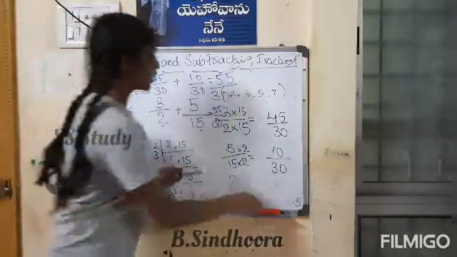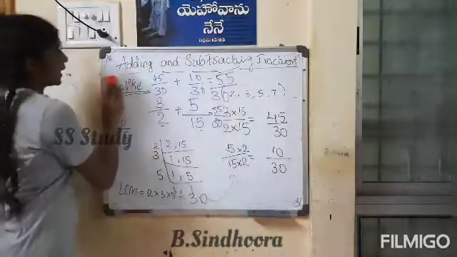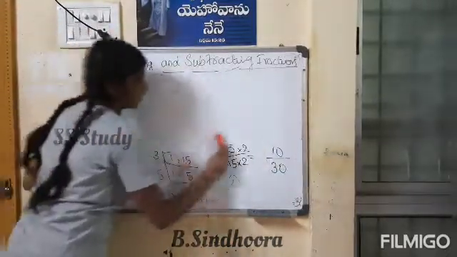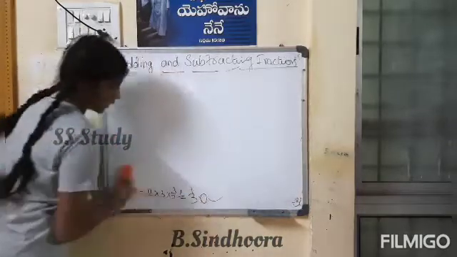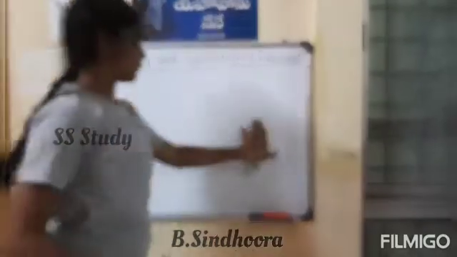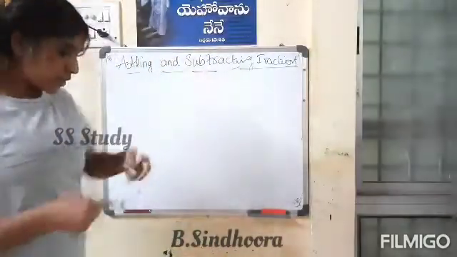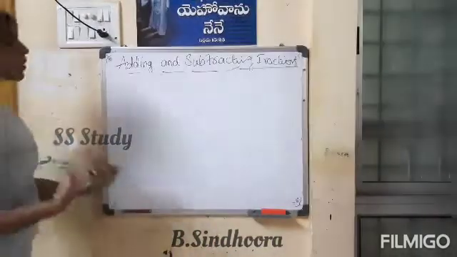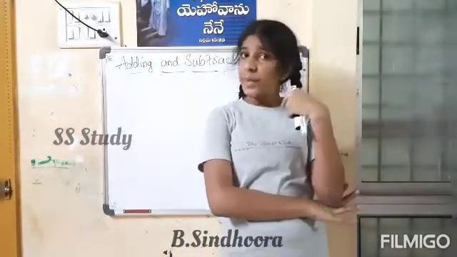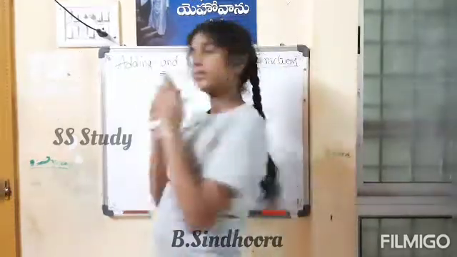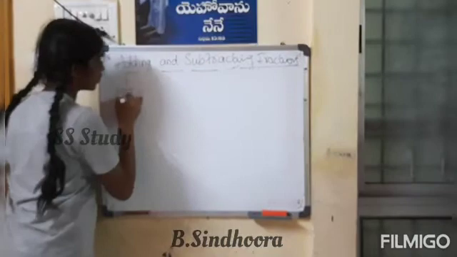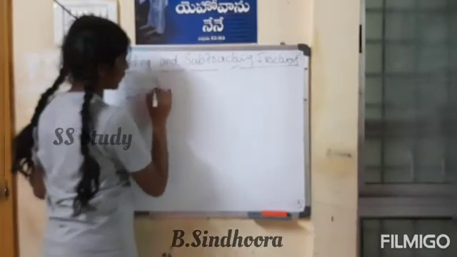This is about adding unlike fractions. Unlike fractions. If you have mixed fractions, unlike fractions, proper fractions, improper fractions are not used here. But in mixed fractions, here you'll use converting.